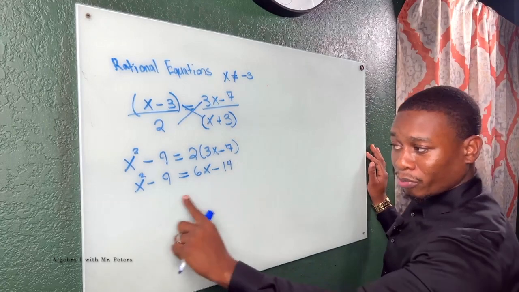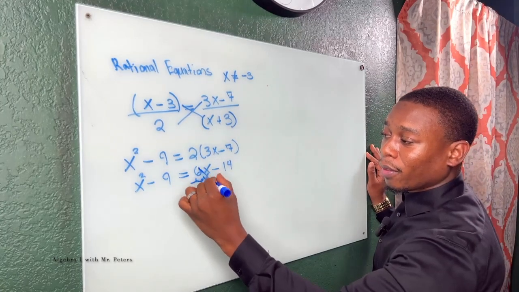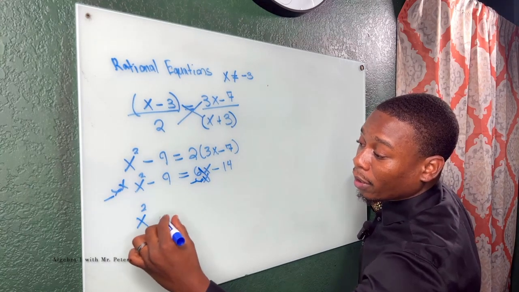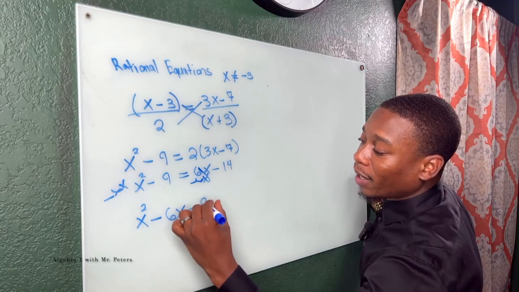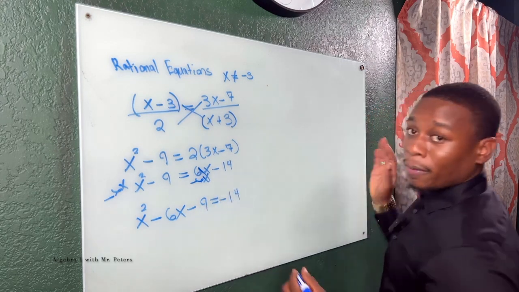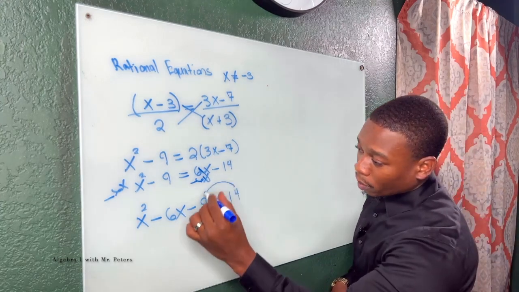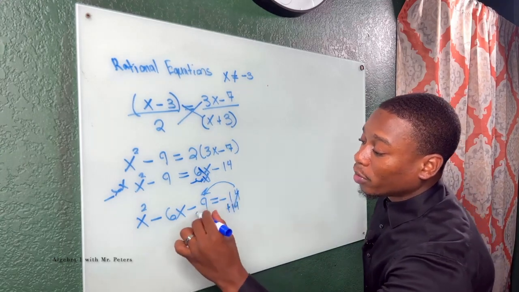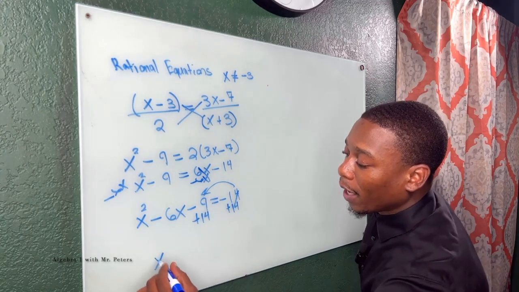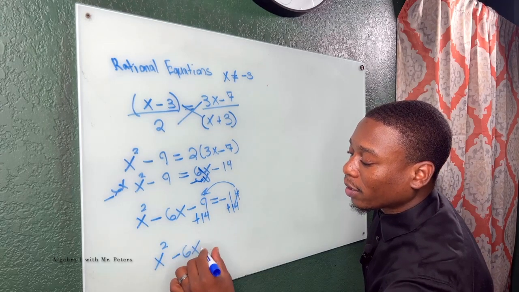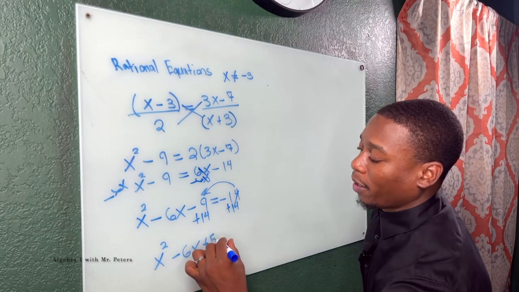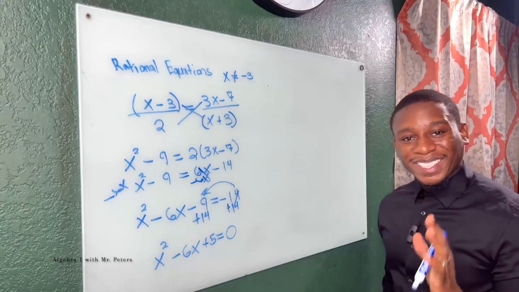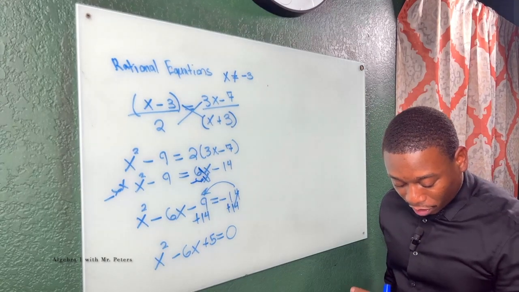So what I'm going to do is bring 6x over by subtracting, right? Bring 6x over. And I'm going to keep it in standard form. So we have x squared minus 6x minus 9 is equal to negative 14. Now, remember, we're creating that trinomial. So now we're going to add 14 on both sides. So now I have x squared minus 6x, I want to say plus 5, yes, plus 5 is equal to 0. And now this is when I'm basically done with this problem because now I can solve.